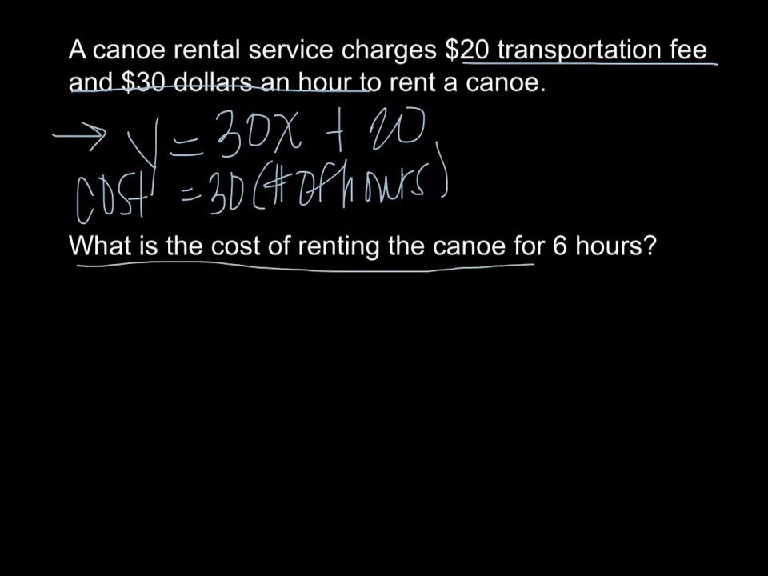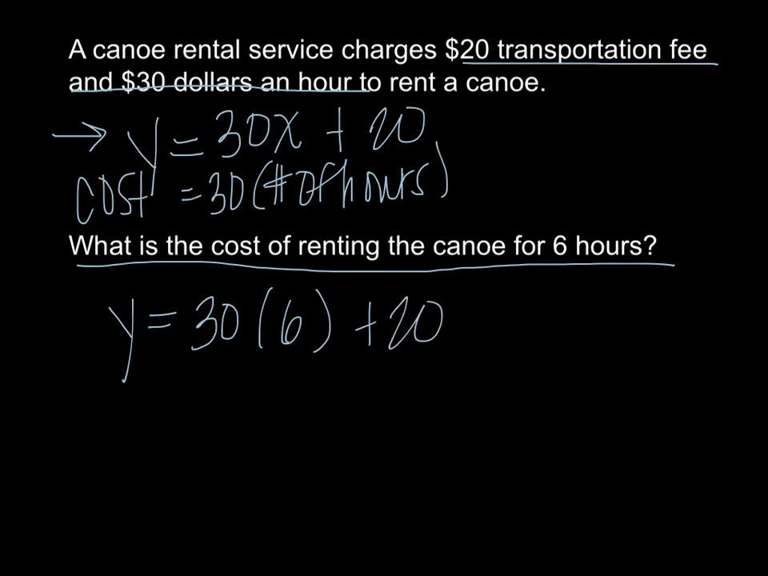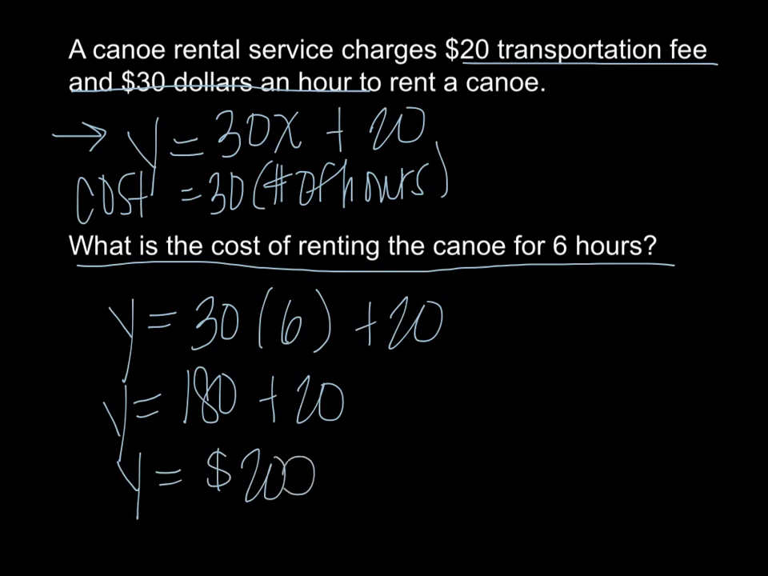What is the cost of renting the canoe for 6 hours? So y equals 30 times 6 plus 20. Now we just solve. So y equals 30 times 6 is 180, plus 20. So y equals $200.